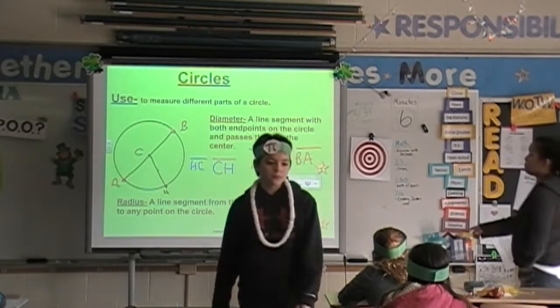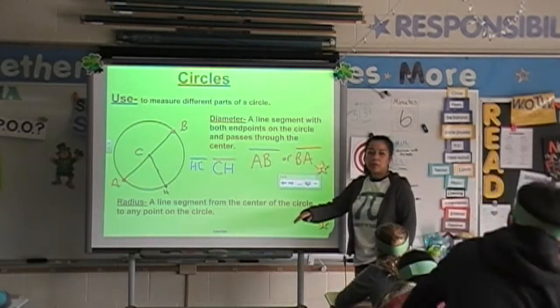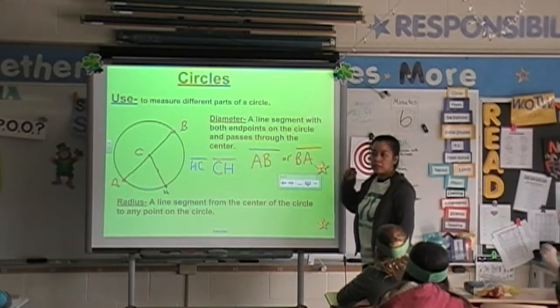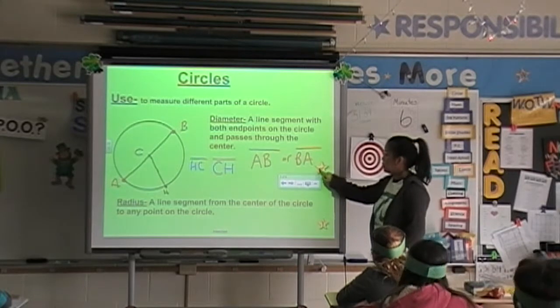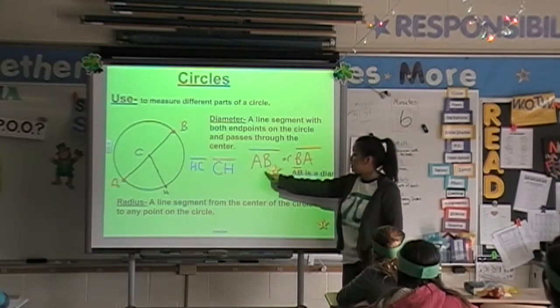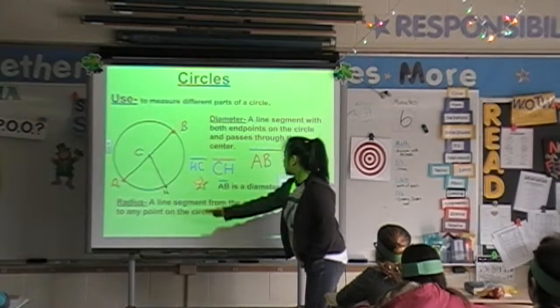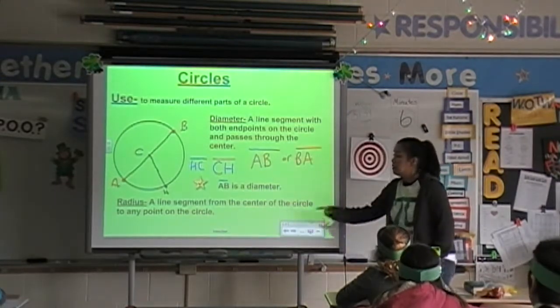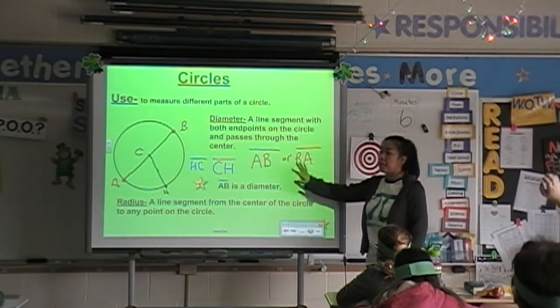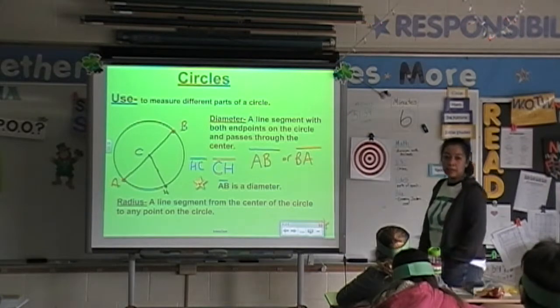Okay, so, is everyone clear on diameter and radius? Don't click it. I still have to write it down. So this is what we did: AB, exactly what we did. But you can also name it the other way. Okay?